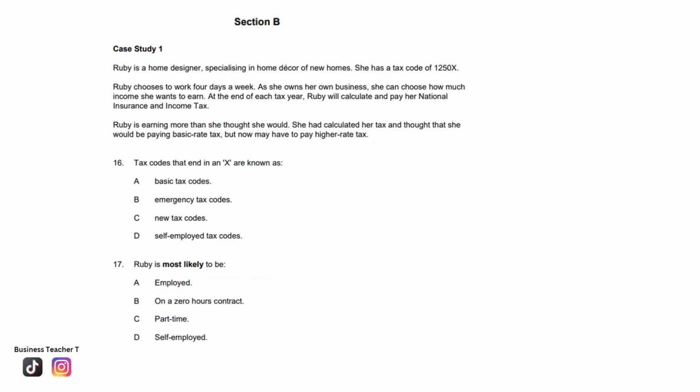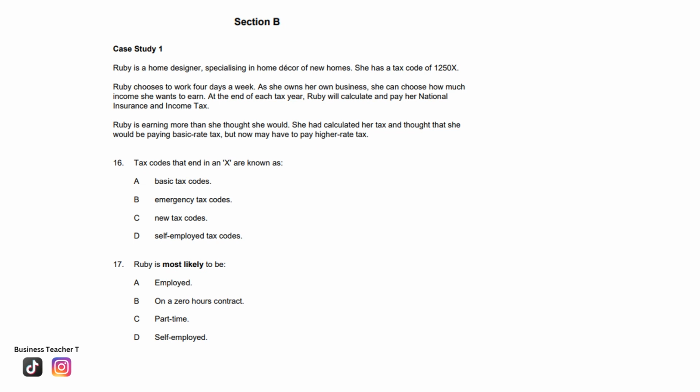On to section B, and this is where we will see the case studies. Our first case study, case study 1. Ruby is a home designer, specializing in home decor of new homes. She has a tax code of 1250X. Ruby chooses to work 4 days a week. As she owns her own business, she can choose how much income she wants to earn. At the end of the tax year, Ruby will calculate and pay her national insurance and income tax. Ruby is earning more than she thought she would. She had calculated her tax and thought she would be paying basic rate tax, but now may have to pay higher rate tax.